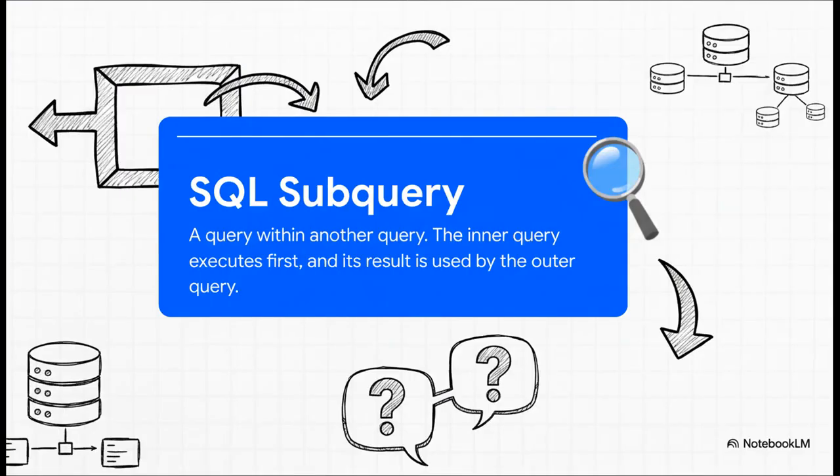One of the most powerful ways to do this is with something called a subquery. It's exactly what it sounds like. It's a query inside of another query. Here's how it works. The inner query runs first, it finds some piece of information, and then it hands that result off to the outer query, which uses it to finish the job. It's kind of like asking a two-part question. First, find all the courses in the computer science department. And then, okay, great, now show me all the students who are enrolled in those specific courses.